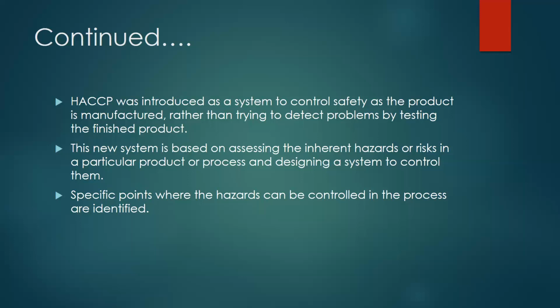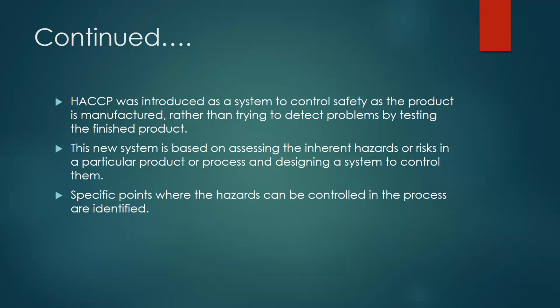Usually, the quality assurance or quality teams detect or find the problems in the product once it has been manufactured as a finished product. But HACCP helps in controlling the safety as the product is being manufactured, rather than trying to detect the problems once the finished product is obtained. So this would help in minimizing the wastage as well as detecting the problems and curing them during processing only, and not after they have been processed into final finished products.